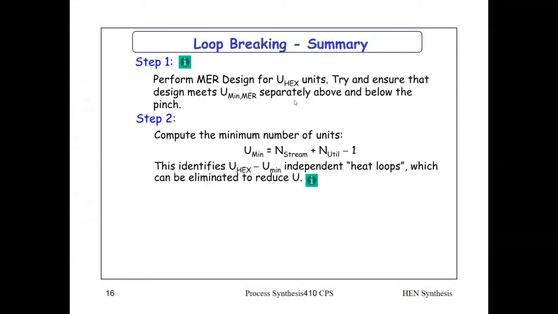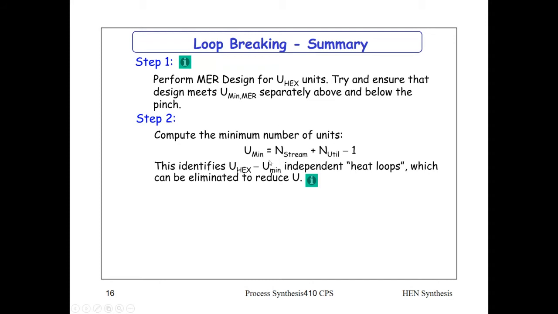Step 2, compute the minimum number of units. So there we use the number of streams plus the number of utilities minus 1, and we can see how many independent heat loops there are. And these heat loops can be eliminated to reduce the actual number of heat exchangers. So by doing that calculation, you know how many units there are already in the design, and how much is the minimum.